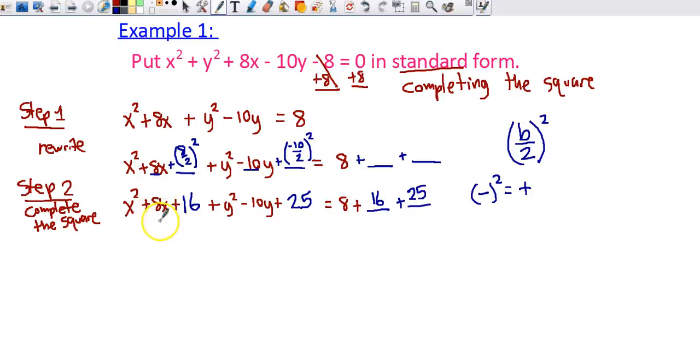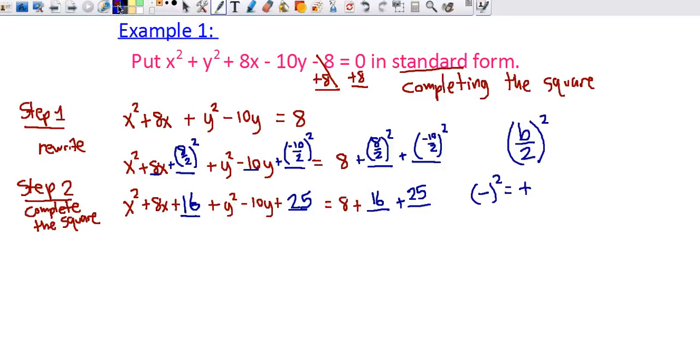8 divided by 2 is 4. Okay? 4 squared is 16. 10 divided by 2, don't worry about the negative, is 5. 5 squared is 25. What gets added to one side must get added to the other side of the equation. If this number's not right, it's going to throw your whole thing off.